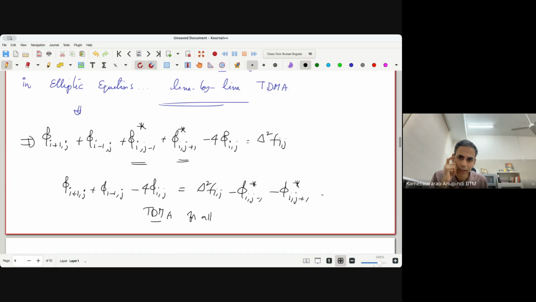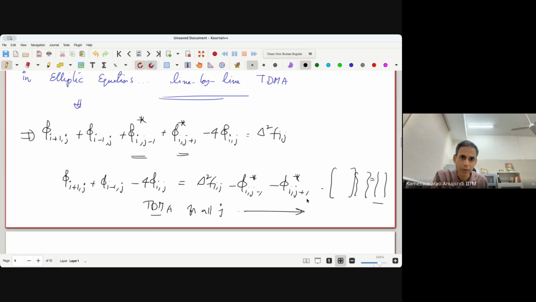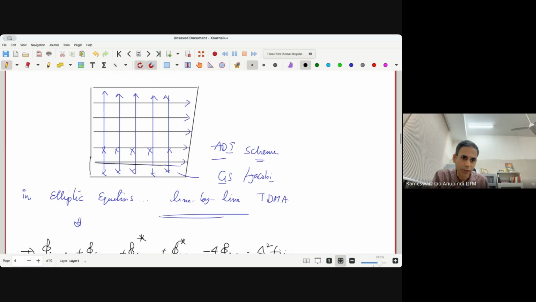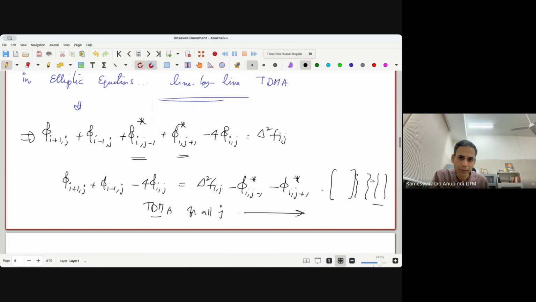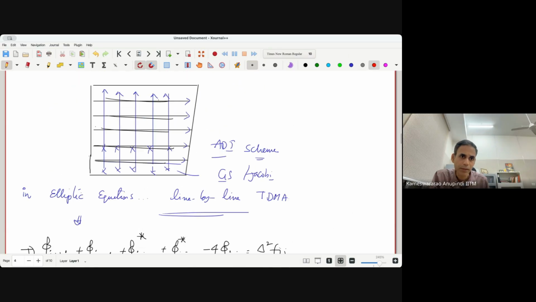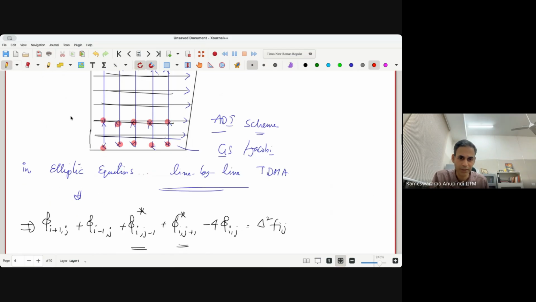So you will solve it along an i line, right? Along the i line, you will do it for all j, because this will form a matrix along all i values, and you would solve it for all j. That means you go like this, right? You solve here, here, here, TDMA. And while you are solving that, the ij minus 1, ij plus 1 values that are required, you're taking them as whatever is already available from the previous iteration.